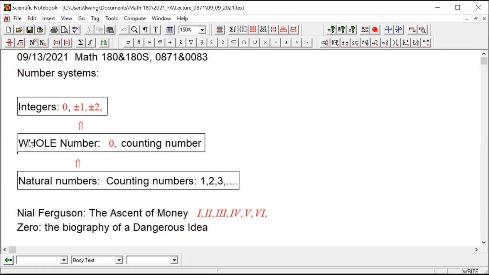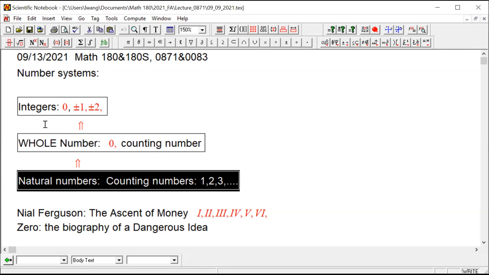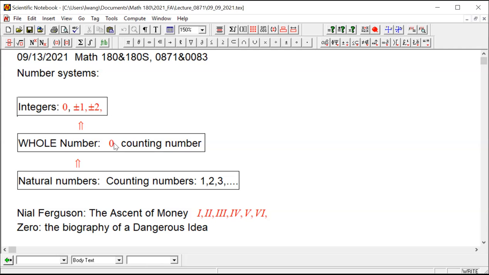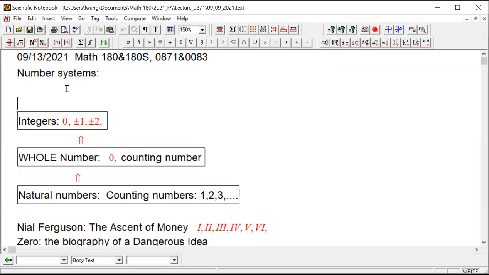With the introduction of zero, signed numbers are introduced. So you can see whole numbers include natural numbers, but we have a little bit more. Zero is that more. The difference between whole numbers and natural numbers is that whole numbers include zero, natural numbers do not. Do you guys follow me? Integers include all of these and more, because in integers we have introduced negative numbers.